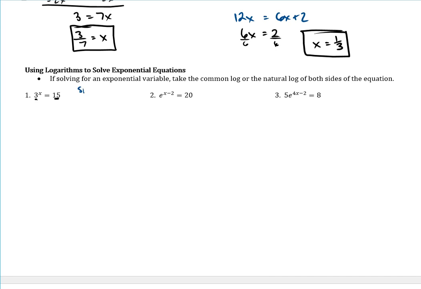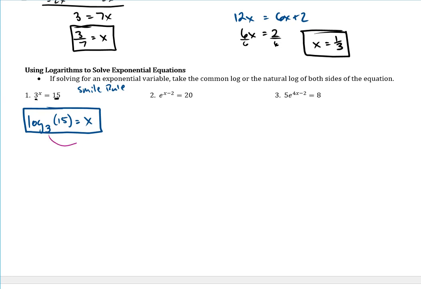And really all it is, again, is just use the smile rule. So it's to change it back into log form. So I would have log base 3 of the far part of the equation, so 15, equals my exponent x. And then this gets x by itself. This is solved for. This is it.